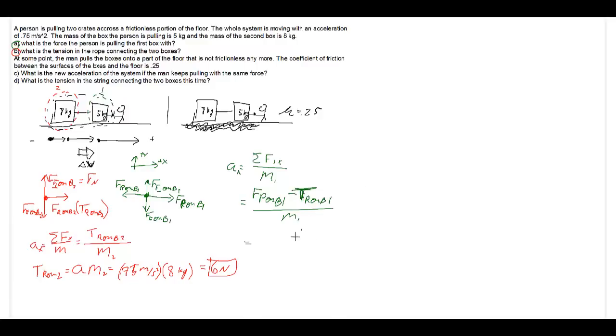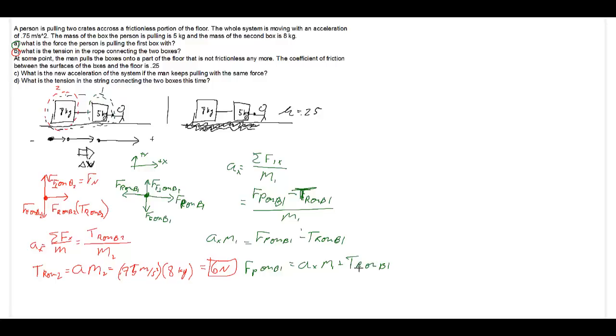And so now we want to solve for the force that the person exerts, since that's what we're trying to find. So we've got a_x times m1 is equal to force of person on box 1 minus tension of rope on box 1. And then solving for force of person on box 1 is equal to a_x times m1 plus tension.